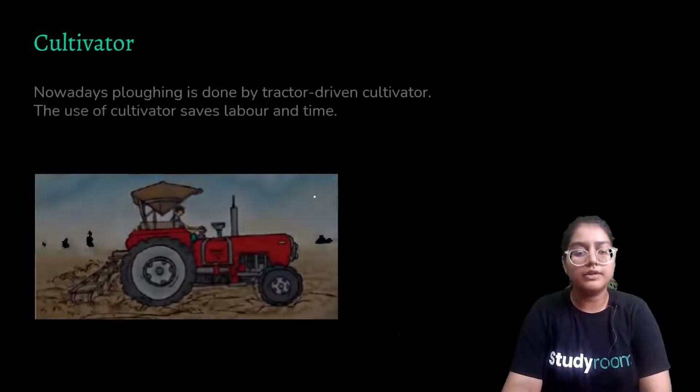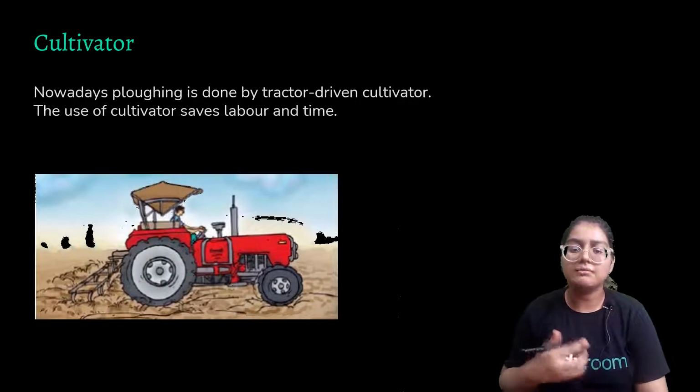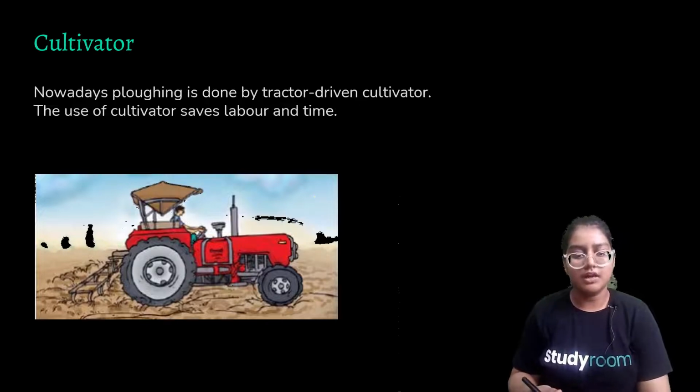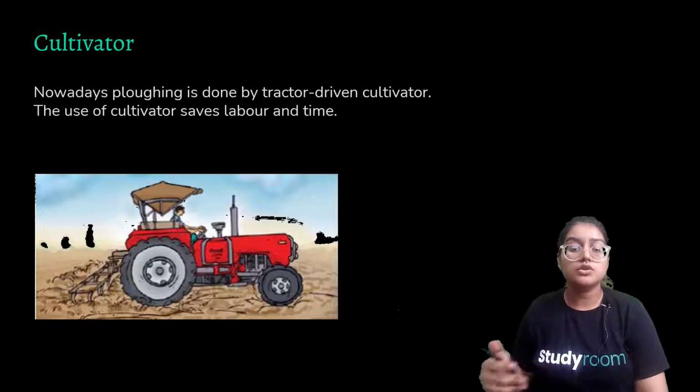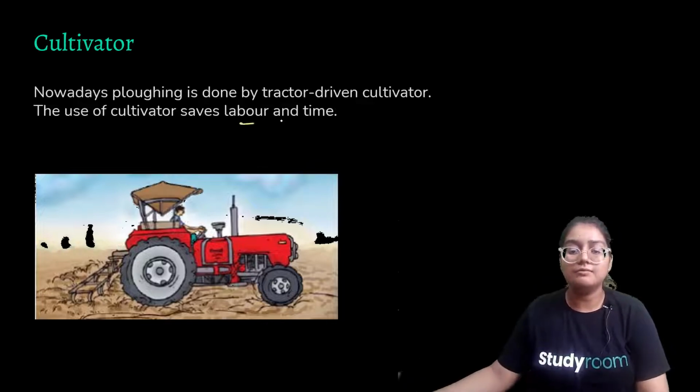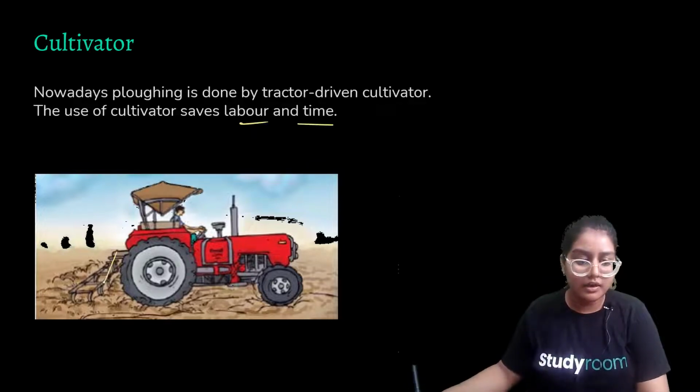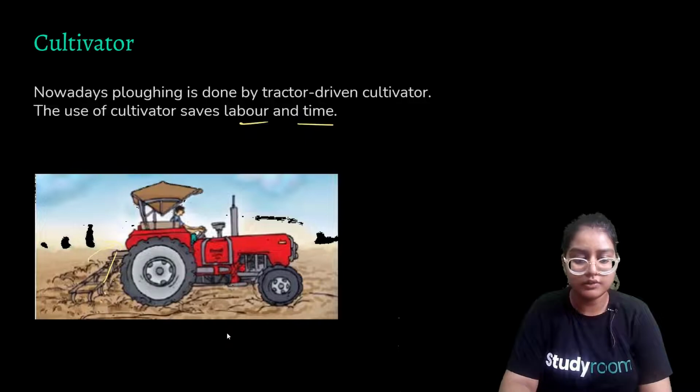And now the cultivator. Nowadays plugging is done by tractor driven cultivator. It's a more advanced technique, more advanced than plug and hoe. The use of cultivator saves labor and time. You can see here now the plug shaft and plug share are attached to the cultivator.